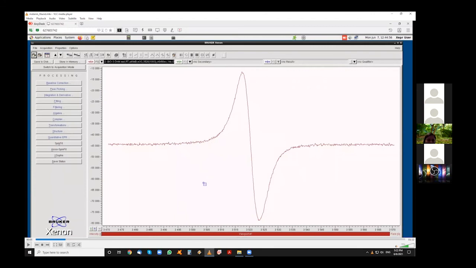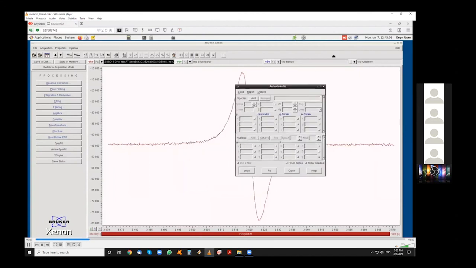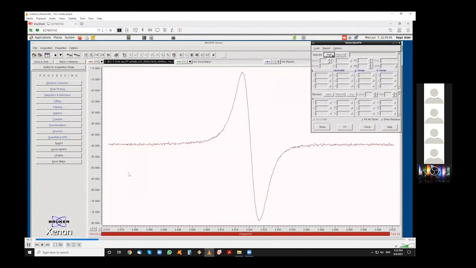So we have an isotropic center with an electron spin 1/2. And you may see that the line looks symmetrical. So we will start our simulation by starting the small program included here, and we will add one center.